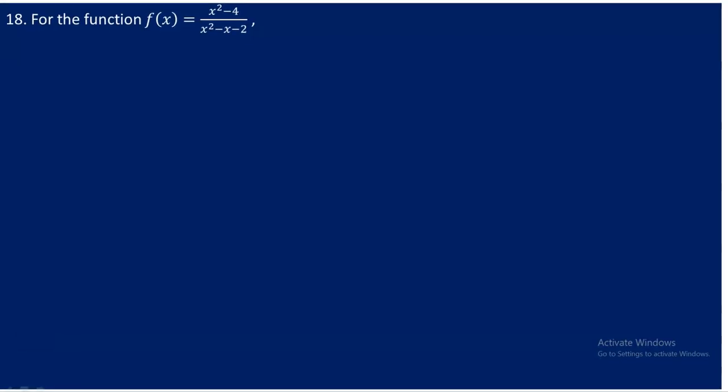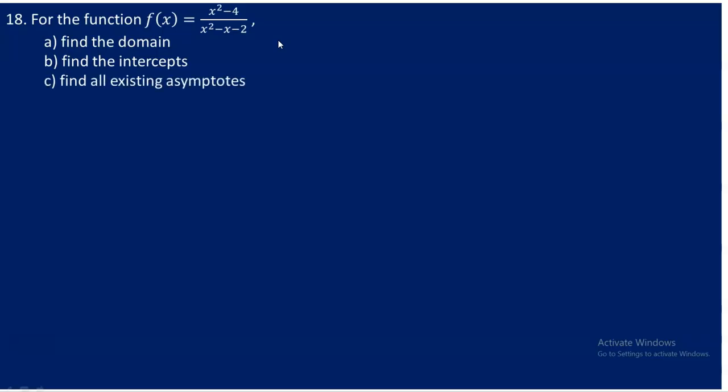So having this into account, what comes next is question number 18. You have been given that f of x is x squared minus 4 over x squared minus x minus 2. You are asked to determine the following. The first question is to find the domain, and next, you are asked to find the intercepts. And next from this, you are asked to find all the existing asymptotes. And finally, you are asked to sketch a graph of the function.